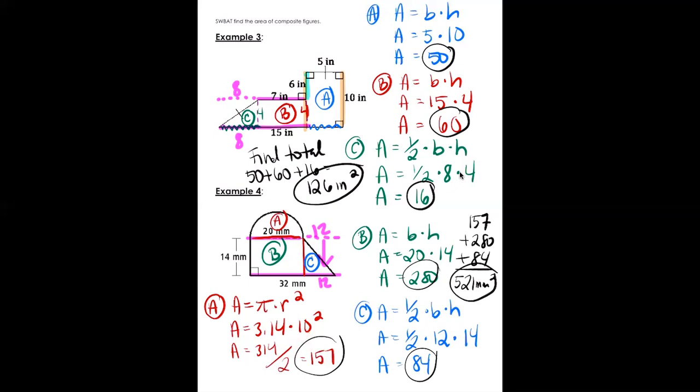All right, y'all, so that's how you find composite area. Break the shape down into simpler figures that you recognize from the last lesson where we found just basic area, and then add them all up.